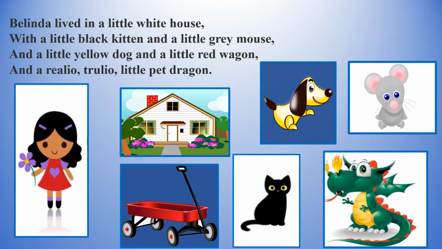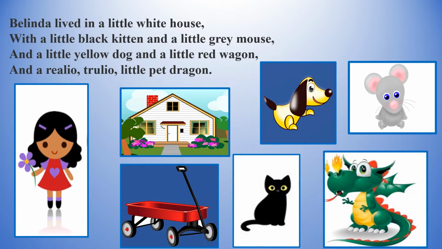Let's discuss the rhyming scheme and the poetic devices used in the first stanza. As we all know, dear children, to find out the rhyming scheme, we have to see the last words of each line. So, the last word of the first line is house. The last word of the second line is mouse. And the last word of the third line is wagon. And the last word of the fourth line is dragon.